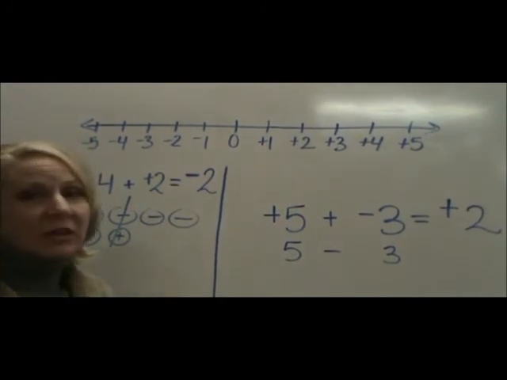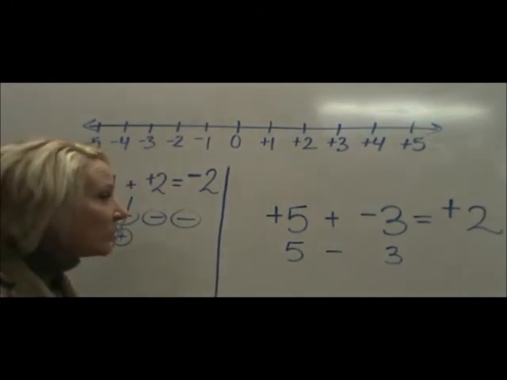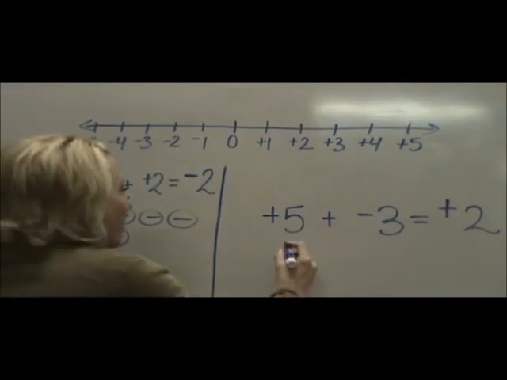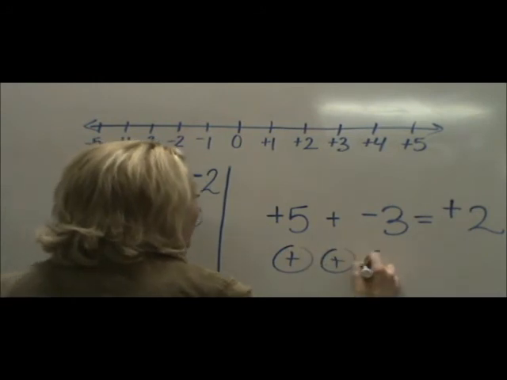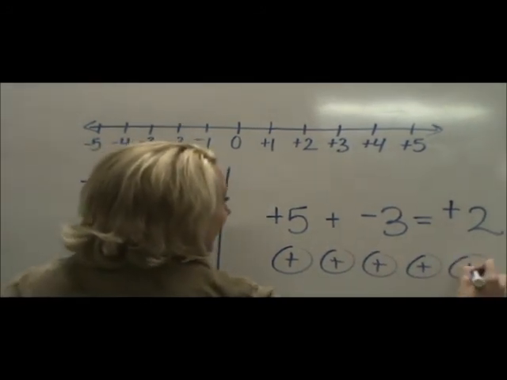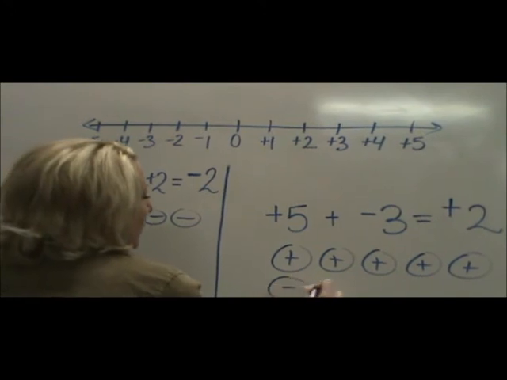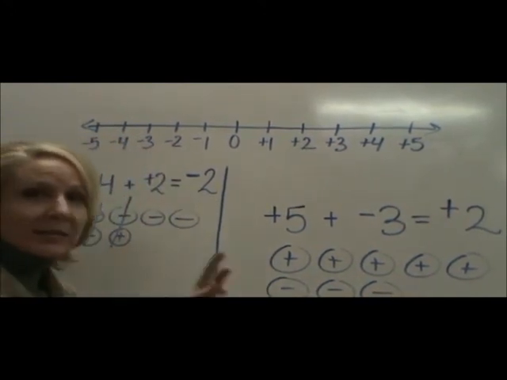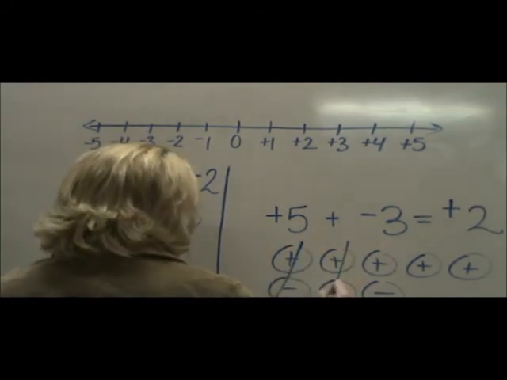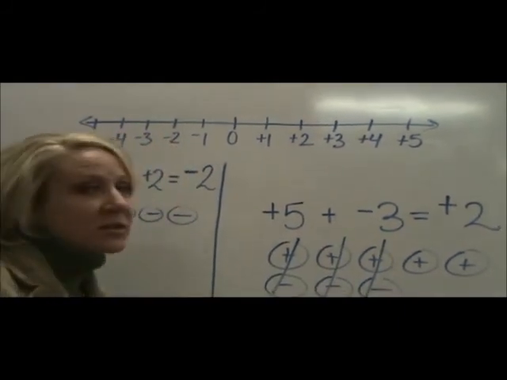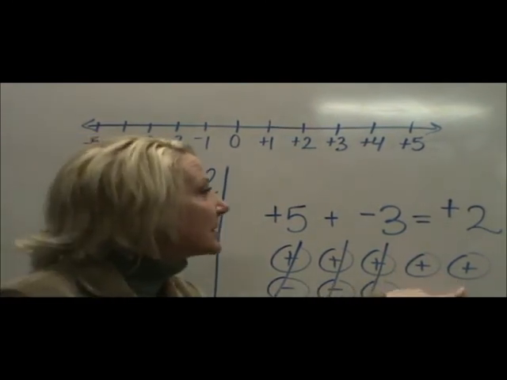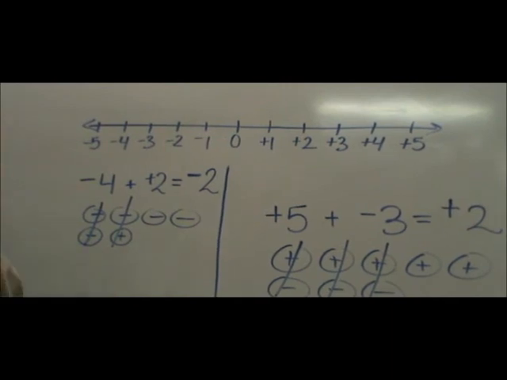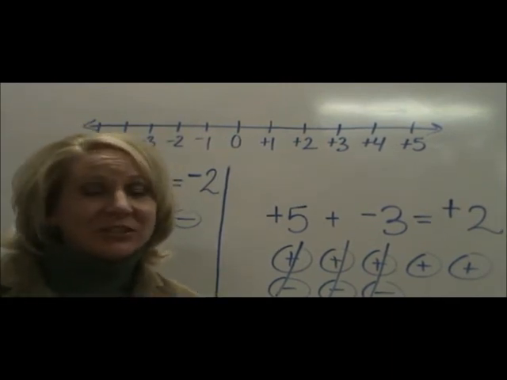For some students, it's very hard to remember all those things. So what you can do instead with those students is have them draw pictures. So we have 5 positives: 1, 2, 3, 4, 5, and then 3 negatives: 1, 2, 3. One positive and one negative cancel each other out. And what you are left with is the answer to your problem. We're left with 2 positives, so our answer is +2. This is how you add integers when the two addends have different signs.